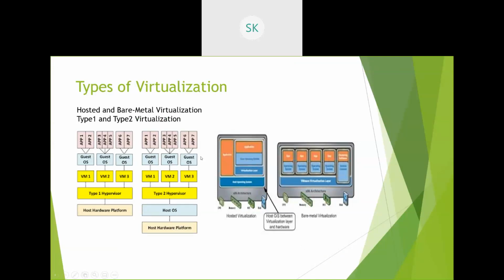Two diagrams. There is another way of naming the types of virtualization: type 1, type 2 virtualization. Some people call it type 1, type 2. Some people call it hosted architecture, bare metal architecture. What is hosted architecture? What is bare metal architecture? You should understand both and correlate them with each other.